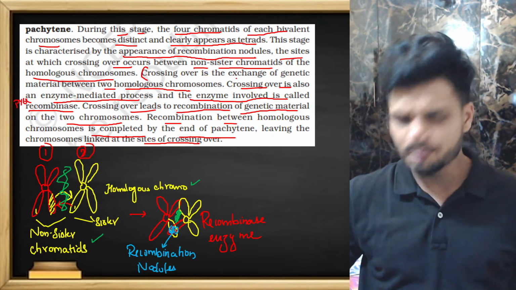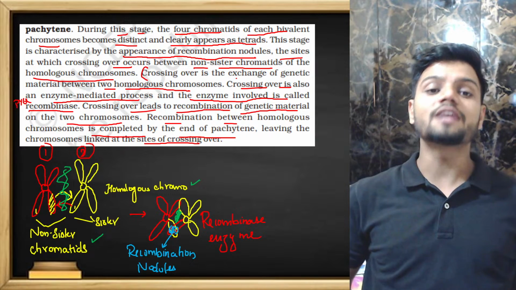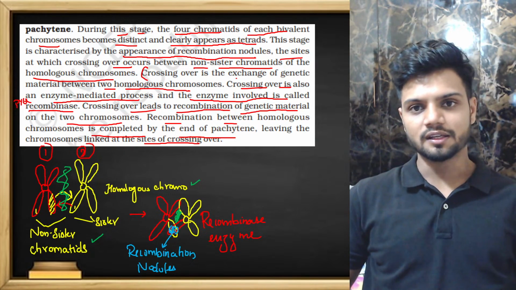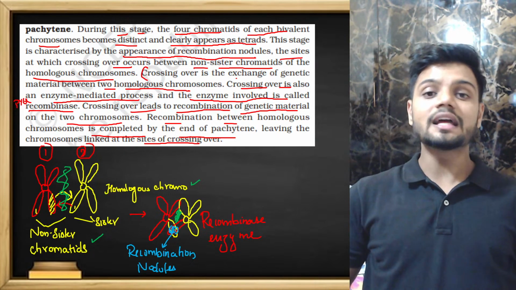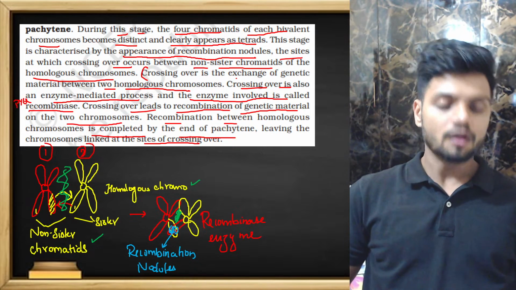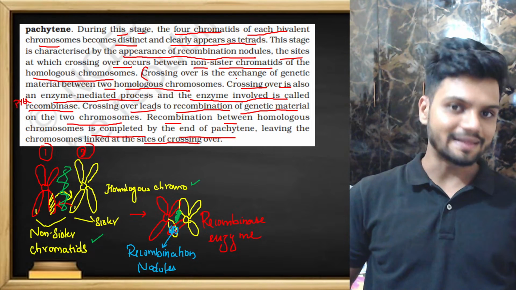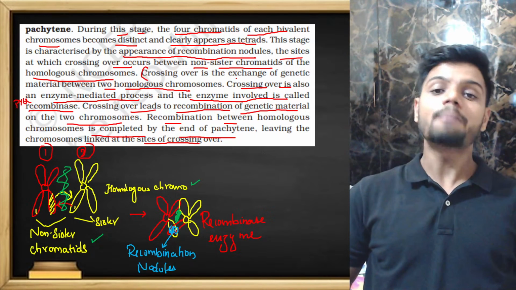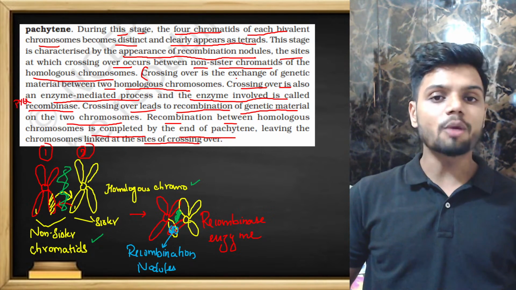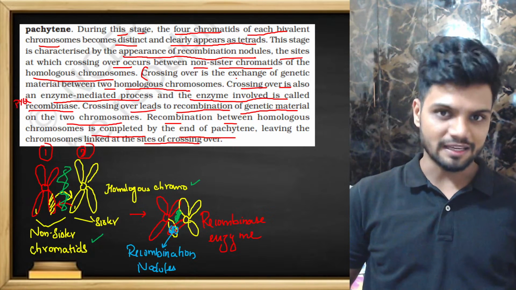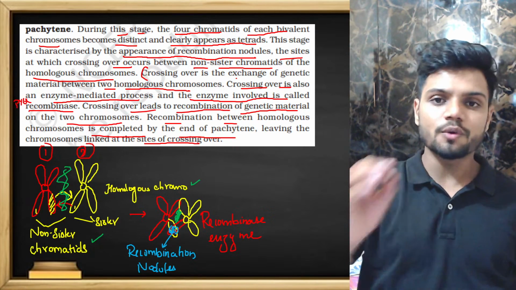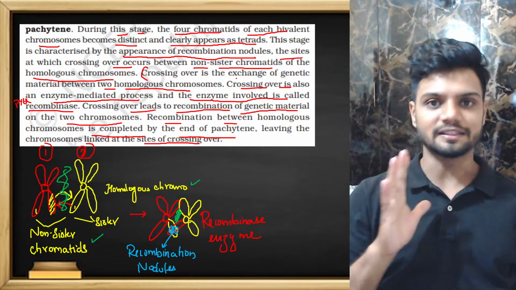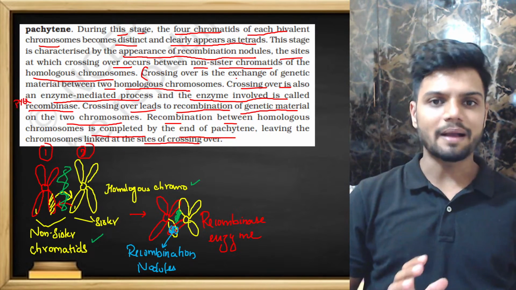They will ask you a simple question: recombination nodules at which stage? You will tell me Pachytene. They'll ask you, bivalent is clearly visible in which stage? You will tell me Pachytene. Crossing over happens in which stage? Pachytene again. Recombinase enzyme is present at which stage? Pachytene again. Recombination is happening at which stage? Pachytene again. So do you realize how the question can be asked for Pachytene?